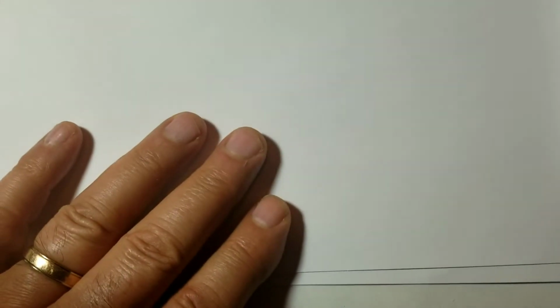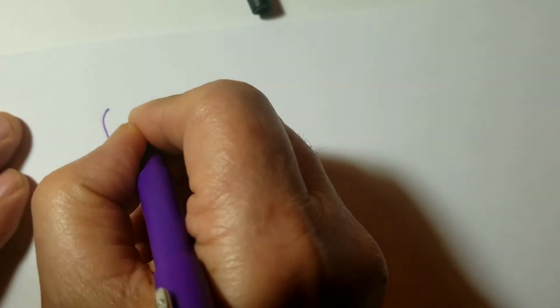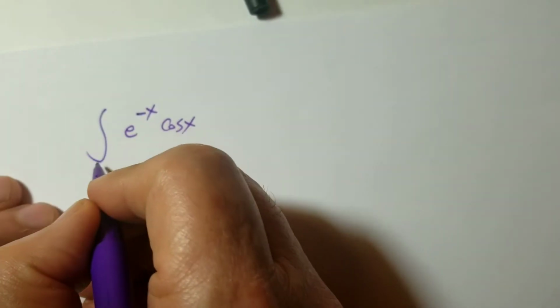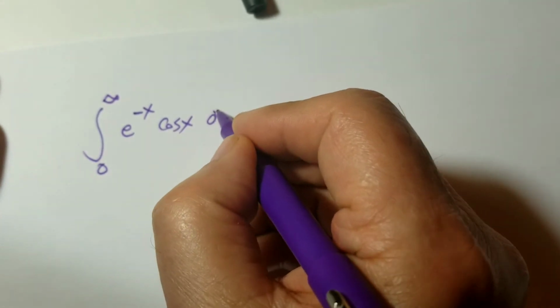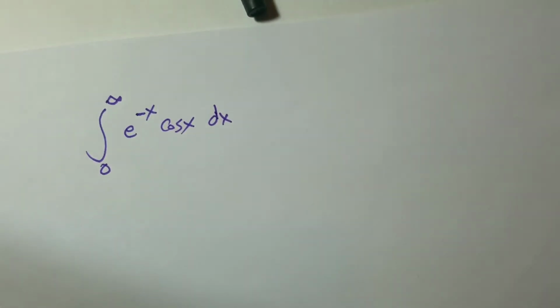The next one, I'm going to use a function of e to the power of negative x cosine of x. In here, 0 is no issue, but when I put infinity here, that makes it improper. And in here, I have no other option but to use integration by parts.